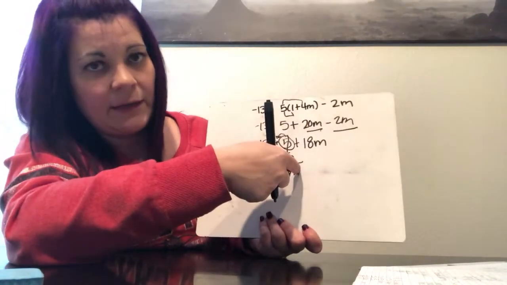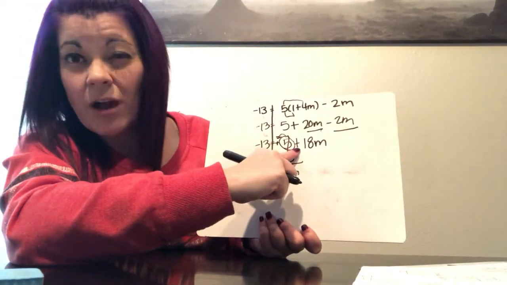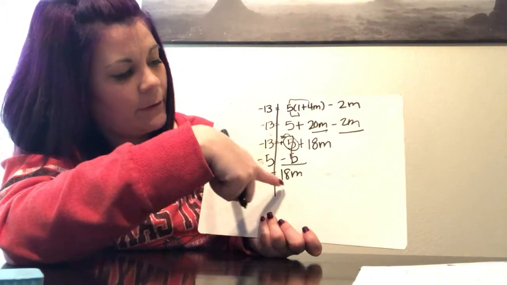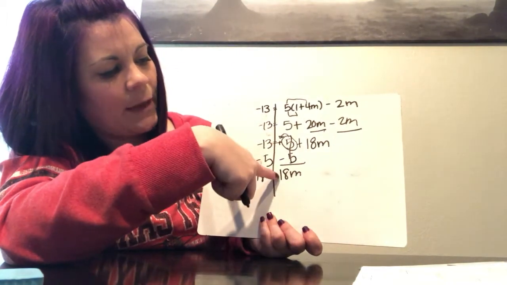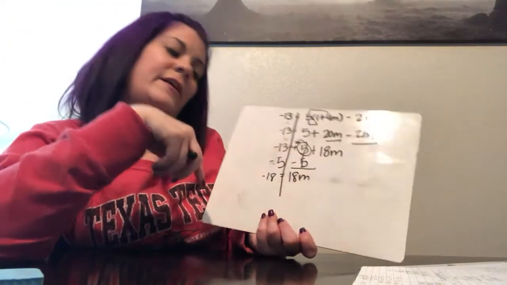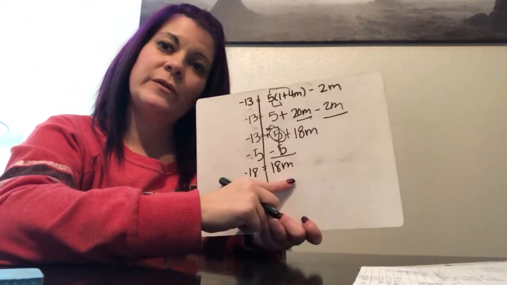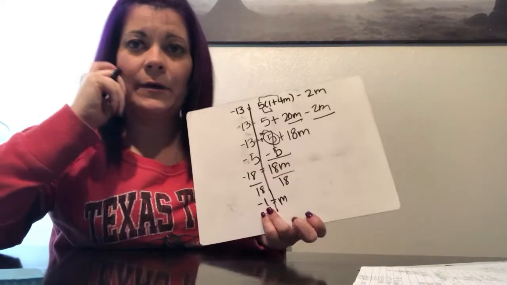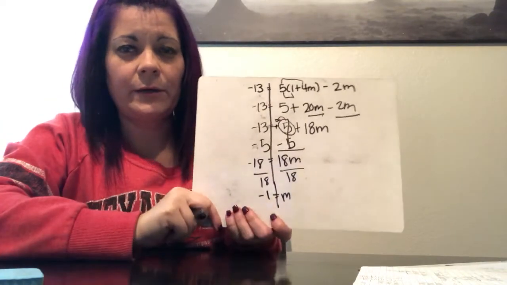You bring down the 18m. Remember, we can drop that. If it was a negative, or subtraction sign, then we would bring it down. And then negative 13 minus 5 is negative 18. Multiplication in between, so we're going to divide it. m equals negative 1. Okay, m equals negative 1. Cool.